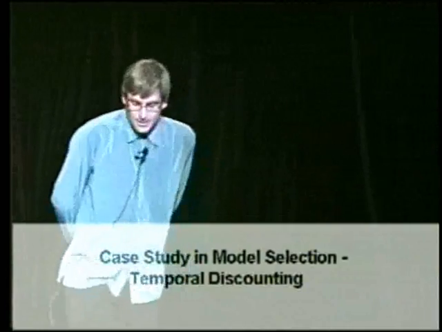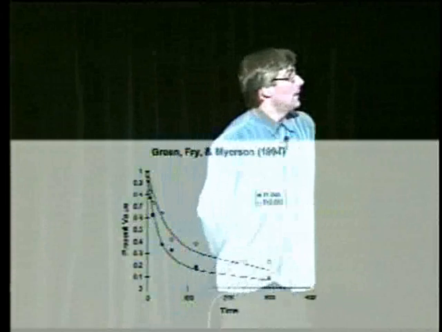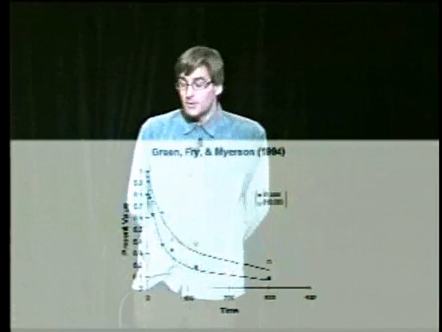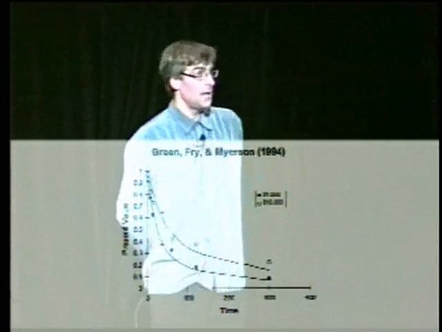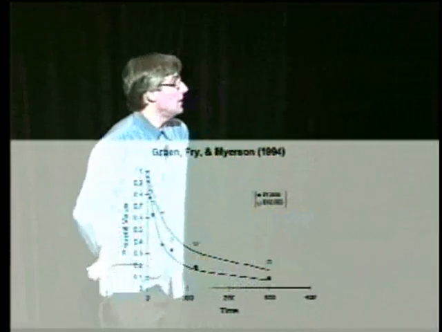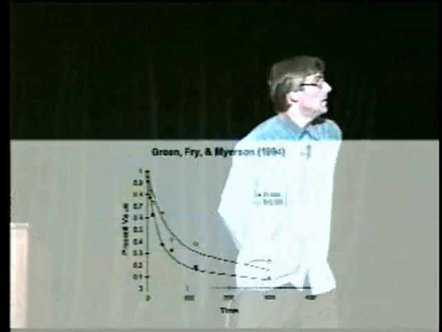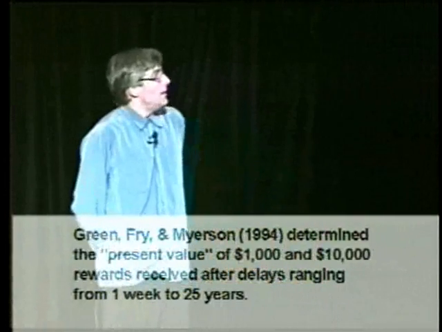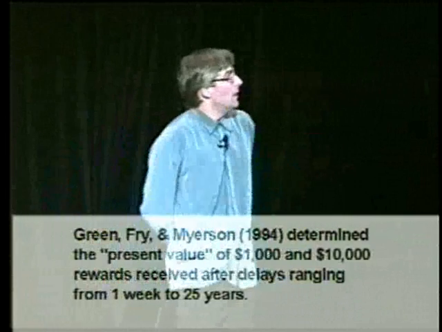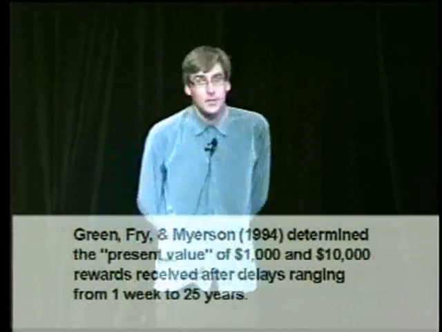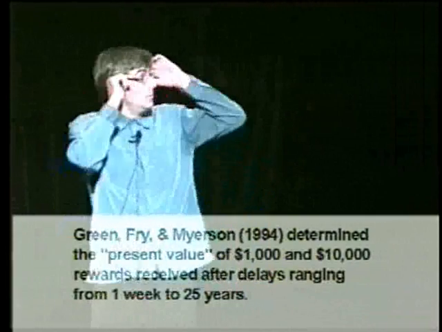Okay, well, in the final section of the tutorial, what I'd like to do is show you a case study in model selection. And these are real data, come from the area of temporal discounting. And Leonard Green gave an outstanding tutorial on temporal discounting as part of this general series last year. In fact, the first data that I'd like to show come from a study of his, Green, Fry, and Meyerson, 1994, and they determined the present value of hypothetical $1,000 and $10,000 rewards, which were received after delays ranging from 1 week to 25 years.